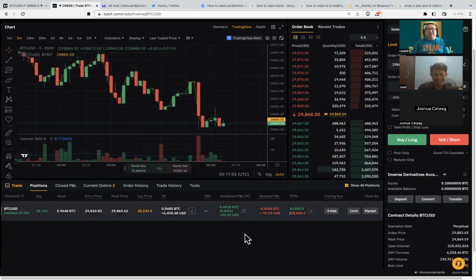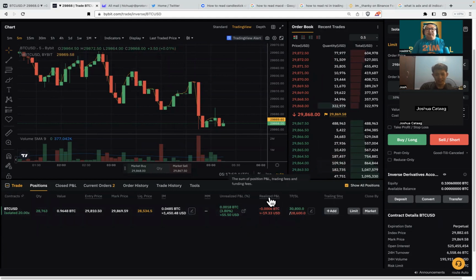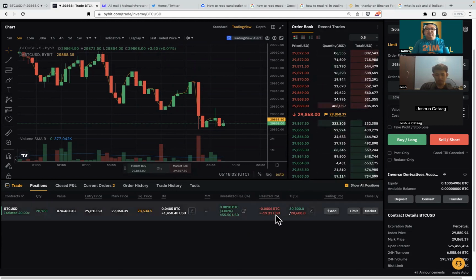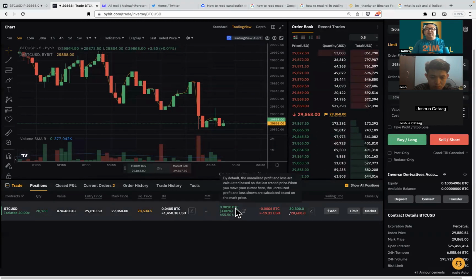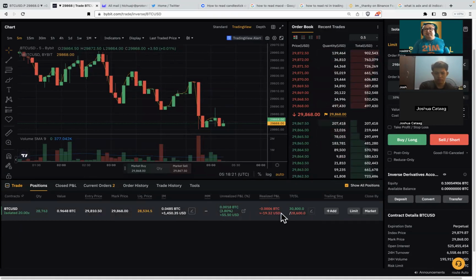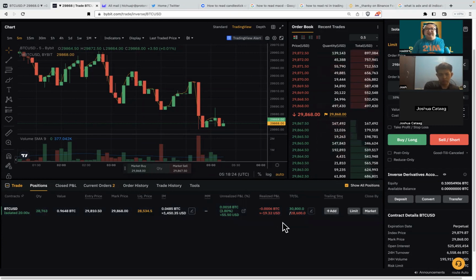Anyway, so itong realized profit na ito, this is your fees, ha? So make sure na when you close your position, i-consider niyo ito. Kasi if you close your position tapos let's say $20 lang yung unrealized profit mo tapos yung fee mo is $19, wala kang kita, 0.70 cents lang kita mo. So dapat consider mo rin yan. Okay?